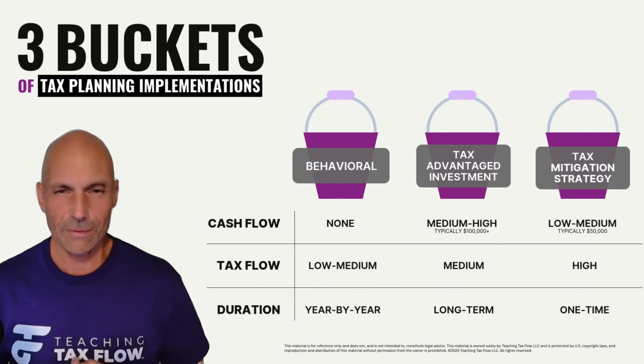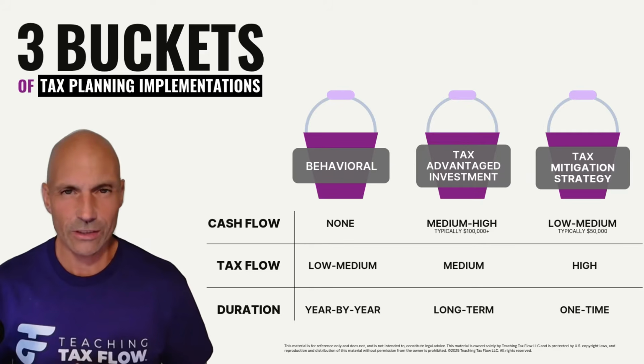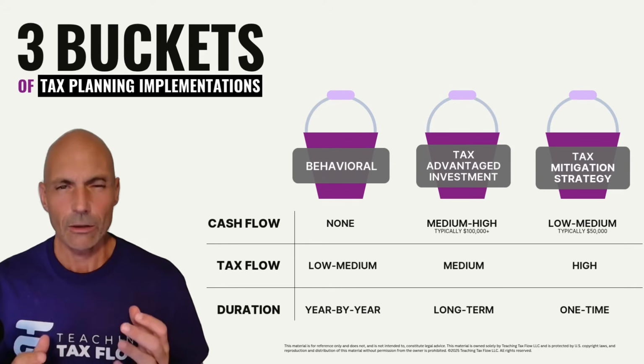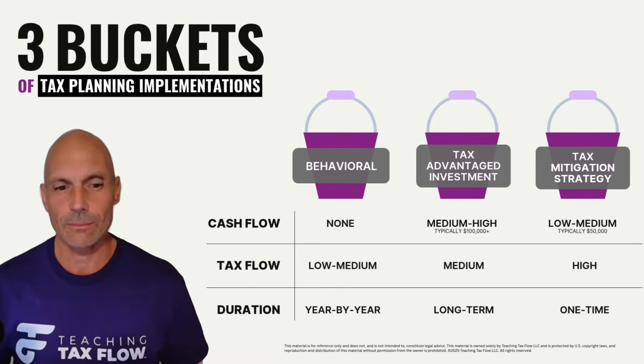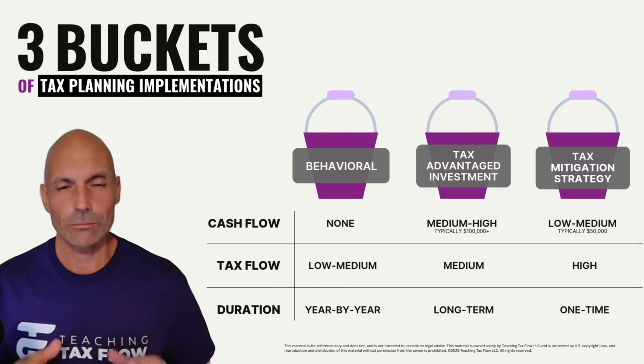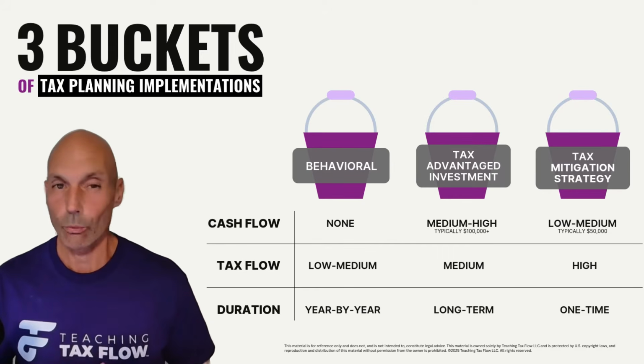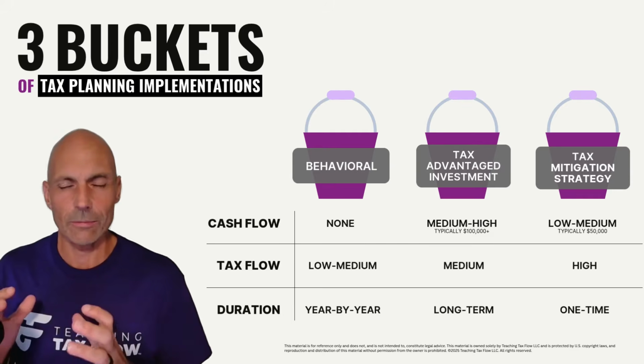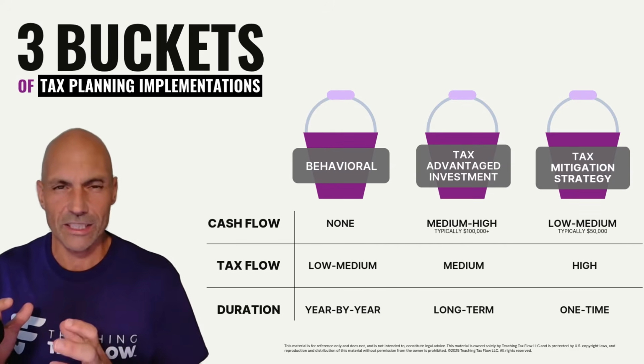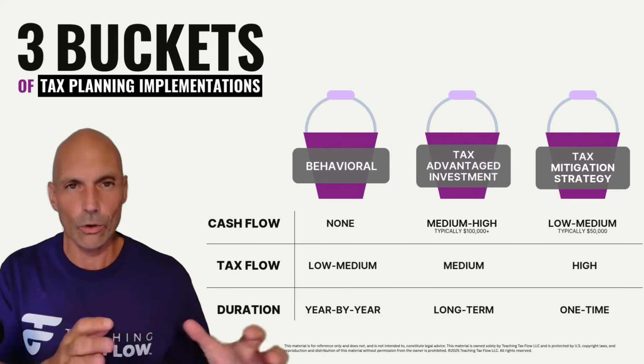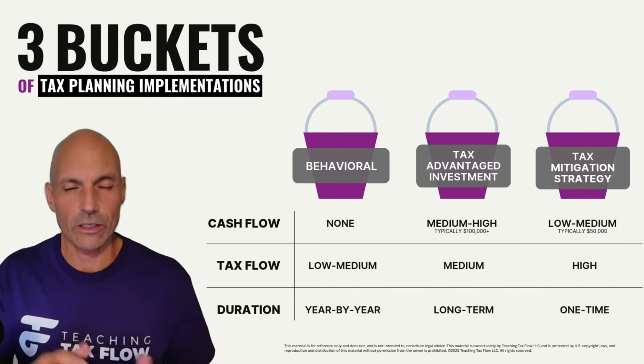The tax flow, meaning the legal and ethical tax reduction, is typically low to medium for these types of implementations. And the duration is a year-by-year event. So 1 year you might do a certain amount of behavioral tax planning implementations. The next year you might do more or less, but it's a year-to-year commitment.